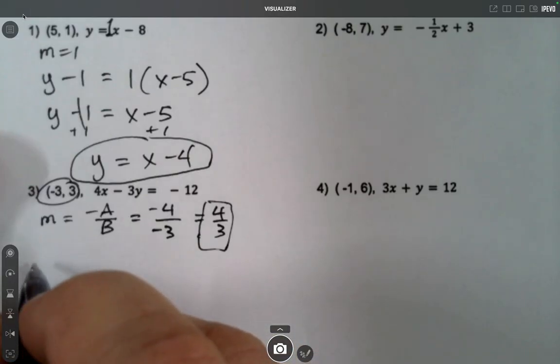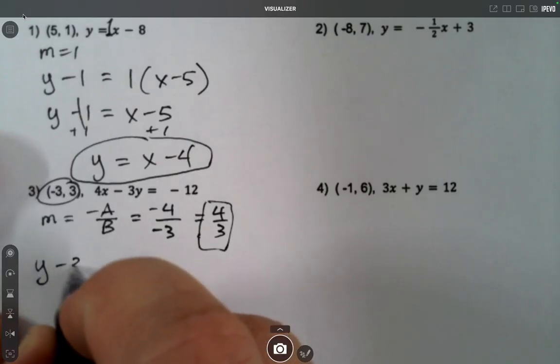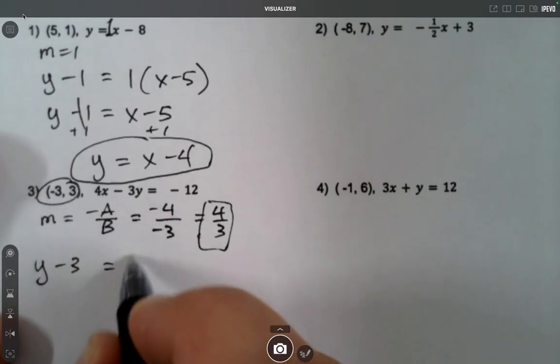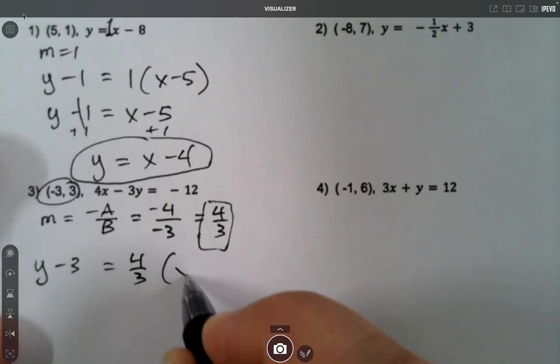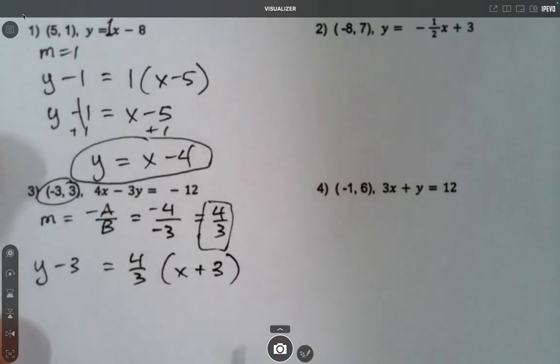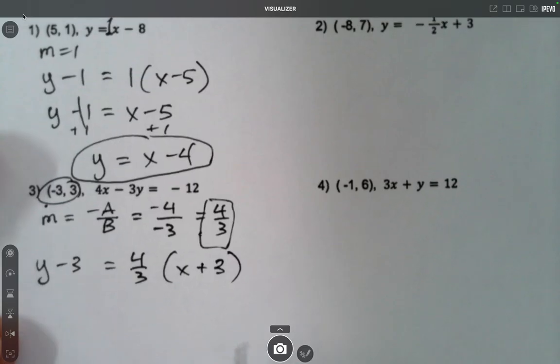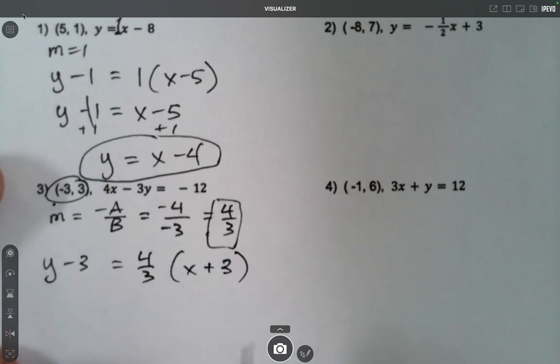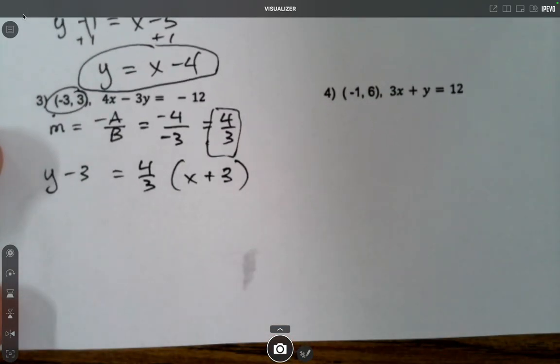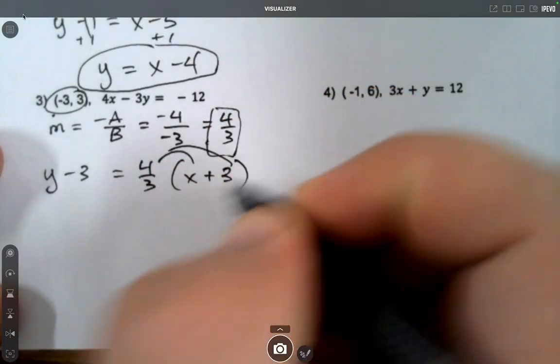So let's write the equation in point-slope form. y minus 3, that's the y value, equals the slope times x plus 3, because the x value is negative 3, so minus the negative 3 is the same as plus 3. So we will distribute the slope.